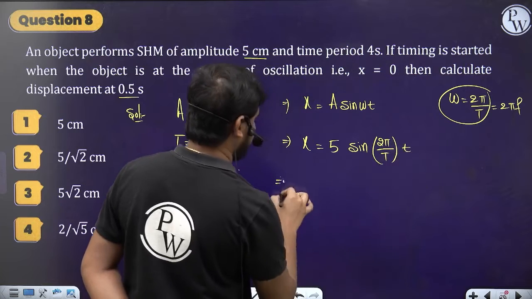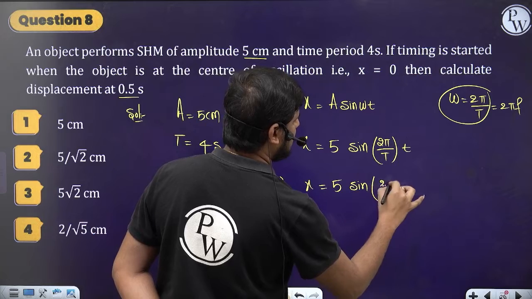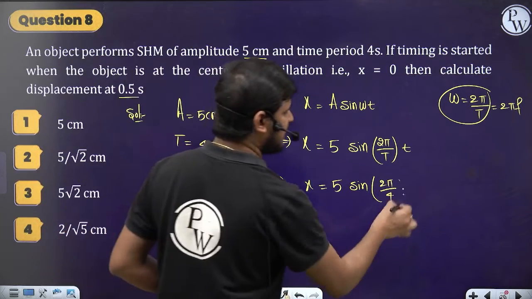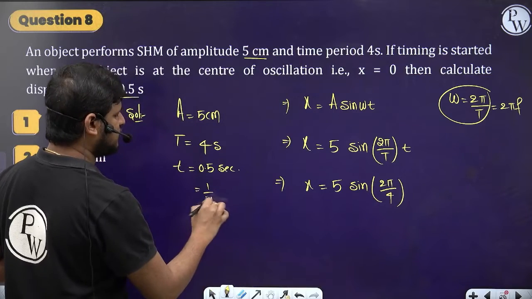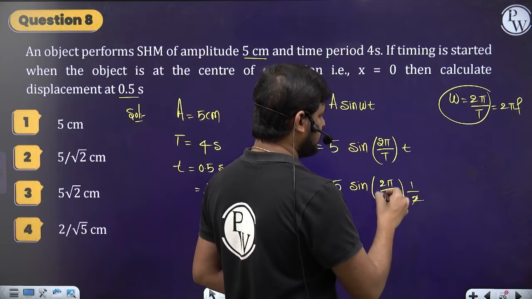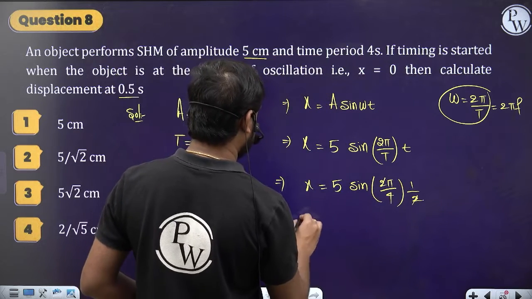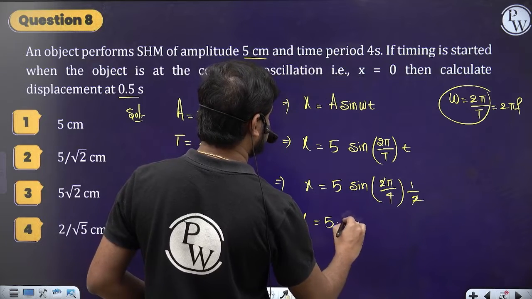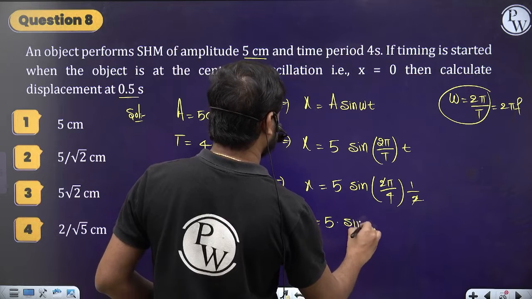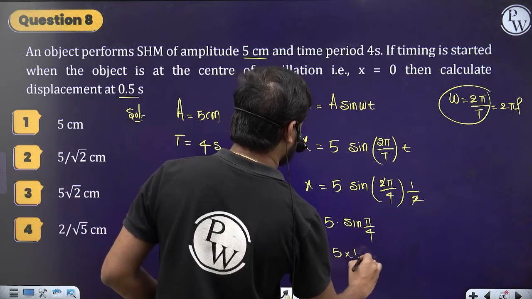So then x is equal to 5 sin of 2π/4, the time period is 4, into, so what is the time t? I am writing it as 1/2 seconds. So in place of t, I am writing 1/2. The 2 gets cancelled. So then x is equal to 5 into sin, what is left here? π/4. So sin π/4 is 1/√2.